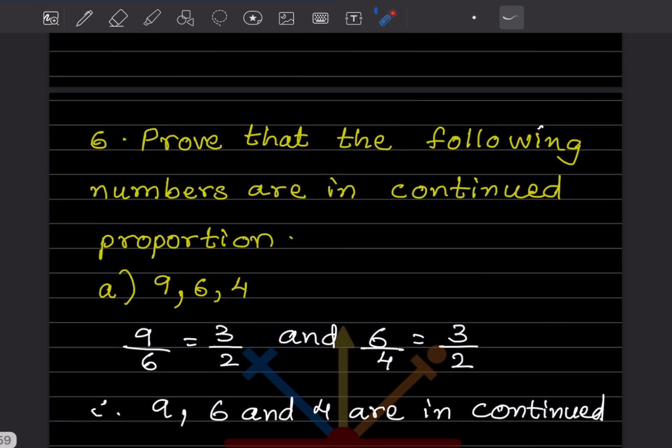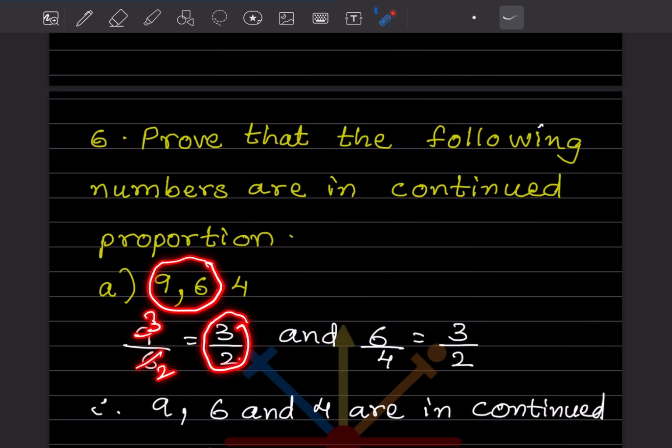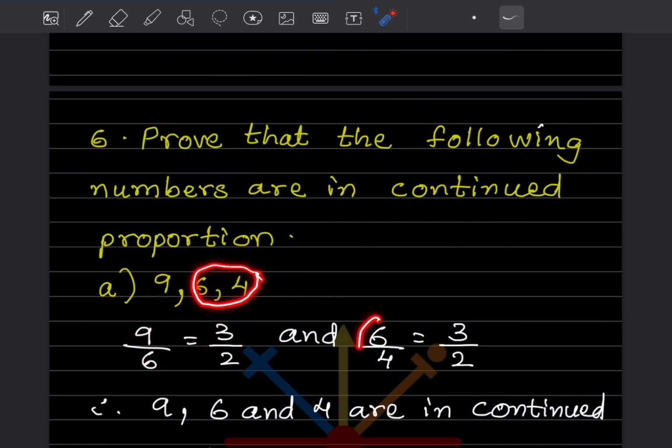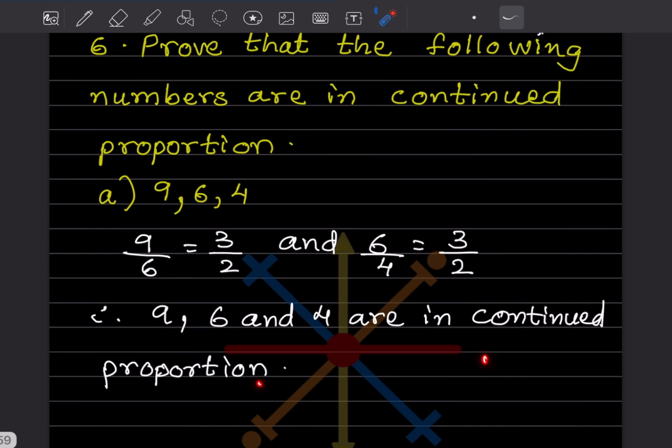Now here we have to prove that the following numbers are in continued proportion. Whenever we have a continued proportion, 3 numbers are given. We are going to divide the first 2 numbers and simplify. So what do we get here? 3 twos are 6 and 3 threes are 9, that will be 3 by 2. Now we will take the second and third and divide them. Again we simplify: 2 twos are 4, 2 threes are 6, this also is 3 by 2. So in both places we get 3 by 2. So we can say therefore 9, 6, 4 are in continued proportion.